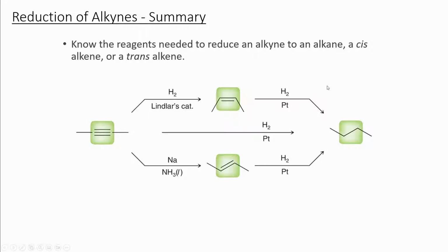Here is a summary of the three reactions we've learned to reduce alkynes. First, we can reduce an alkyne all the way to the alkane using hydrogen and platinum. This reaction would be considered unselective, as it would go all the way to the alkane. We are not able to obtain either of the alkene products in this fashion. If we'd like to obtain the cis-alkene product, we can use hydrogen and Lindlar's catalyst to stop at the cis-alkene. If we would like to obtain the trans-alkene, we can use ammonia and sodium metal.